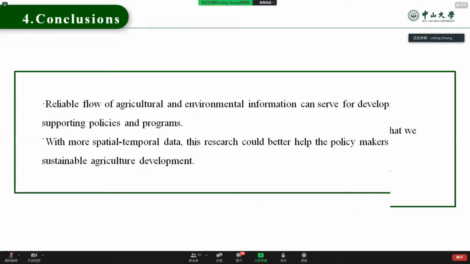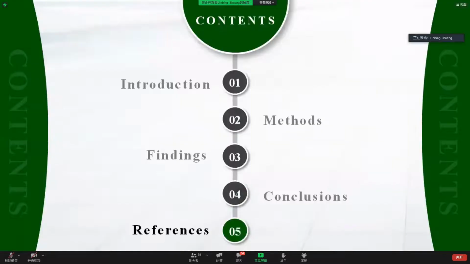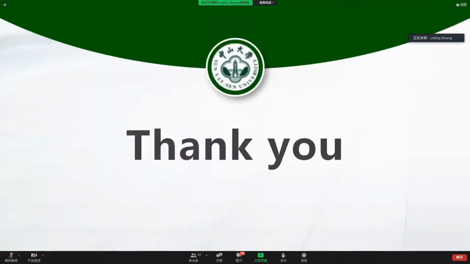For governments, the more reliable data and information they get, the better they can do in policy and program making. So we hope that with more spatial temporal data, our research could better help them in sustainable agricultural and environmental development. That's all of my presentation. Thank you.